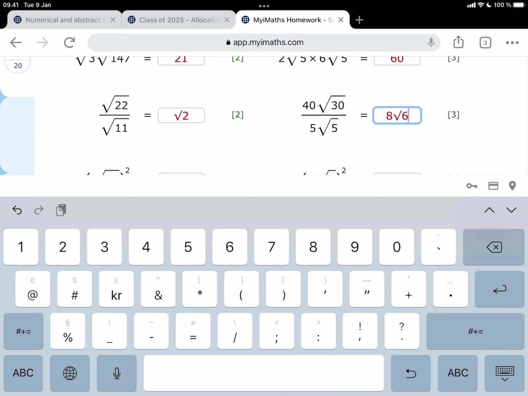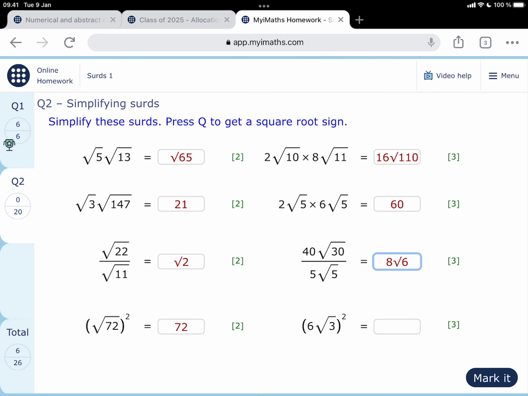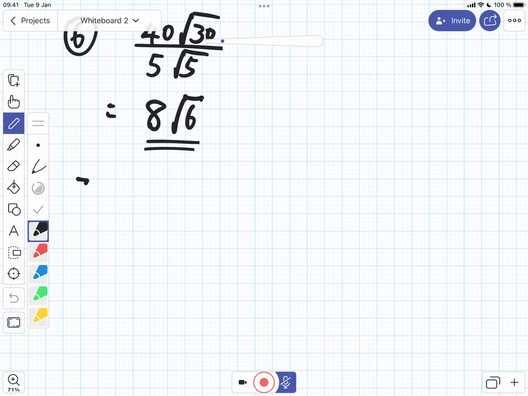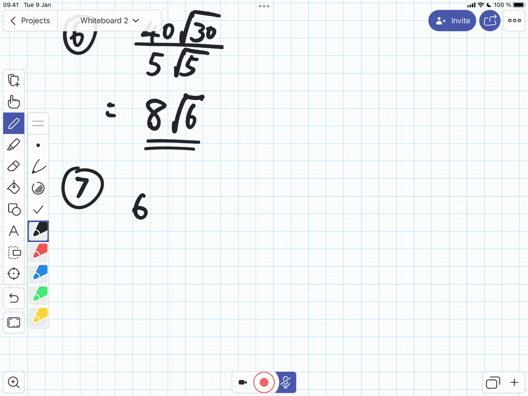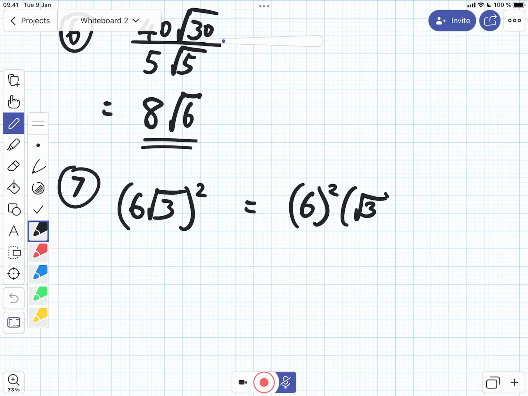Okay, and then the last one, 6 root 3, and all of that is being squared, all of it. So you've got to be careful about the fact that the whole thing's in brackets. So I'm going to call that 7. 6 root 3 squared. Now, because we're squaring all of it, that's like having each of the individual bits squared. So that's the same as 6 squared times root 3 squared.